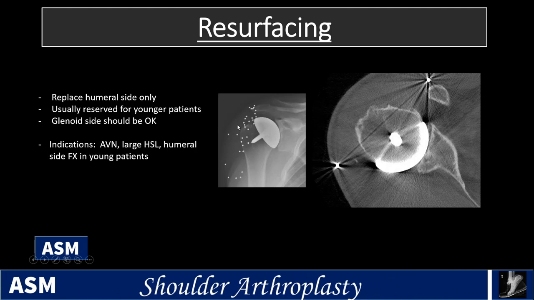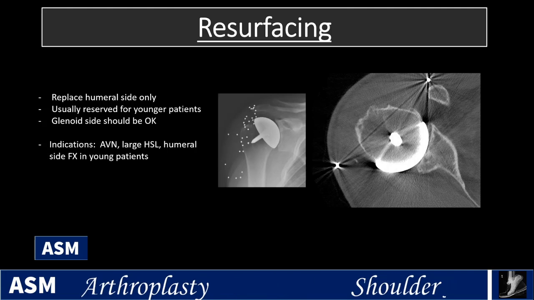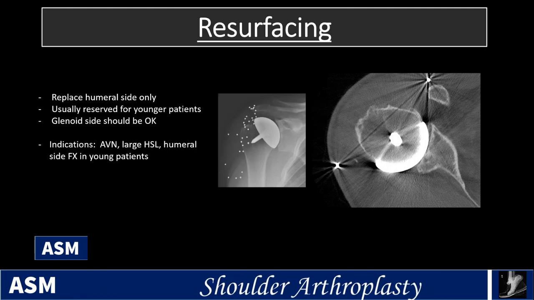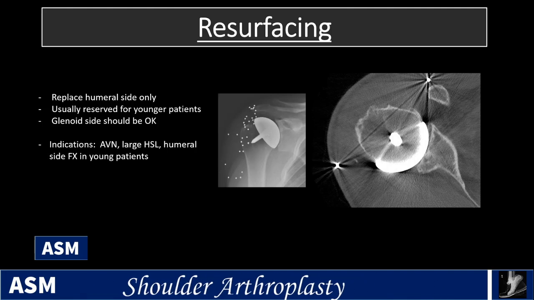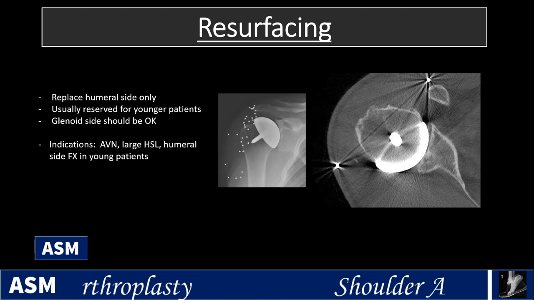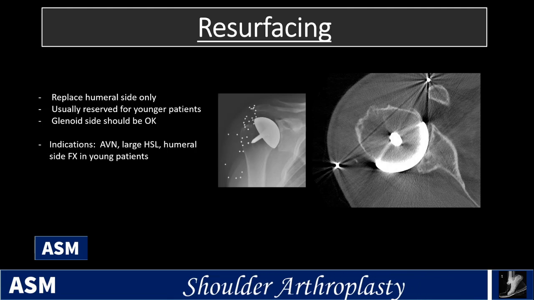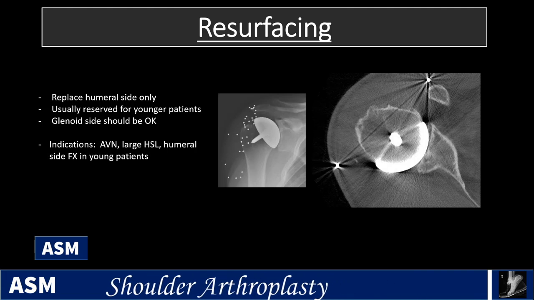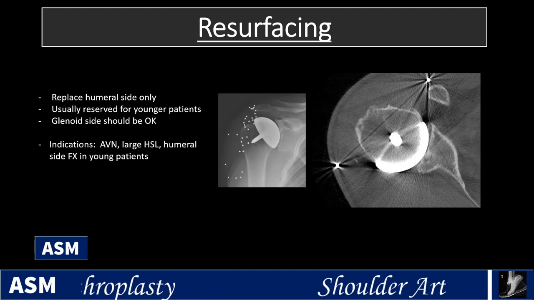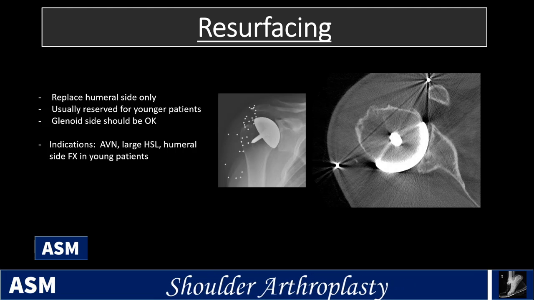This would probably be more in line with a hemiarthroplasty compared to a total arthroplasty, but a lot of surgeons make a distinction between resurfacing arthroplasties and hemiarthroplasties. But primarily they're serving similar functions, that is preservation of bone stock in young patients who have unilateral problems at the joint. And so in this case it's going to be the humerus side that's going to be problematic, the glenoid side is going to be okay, and indications for this would be AVN, large Hill-Sachs lesions, humeral-sided fractures in young patients. So this is just an example.